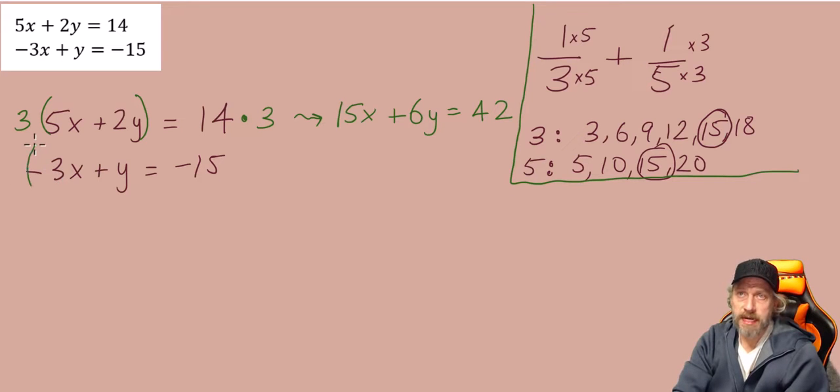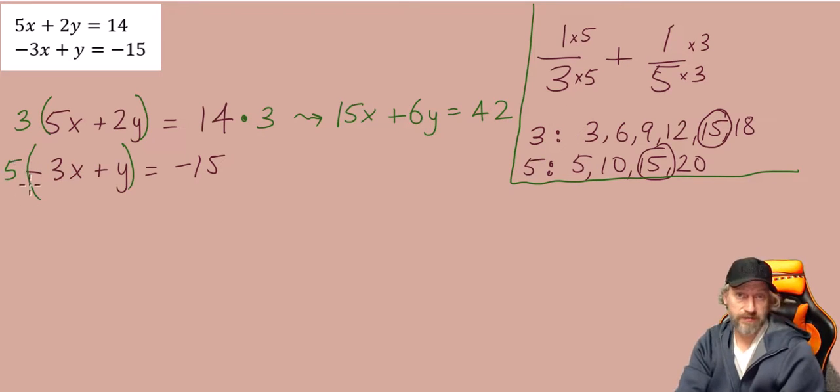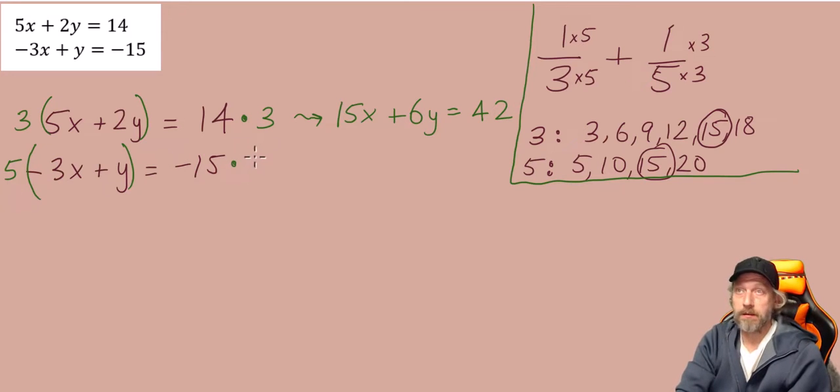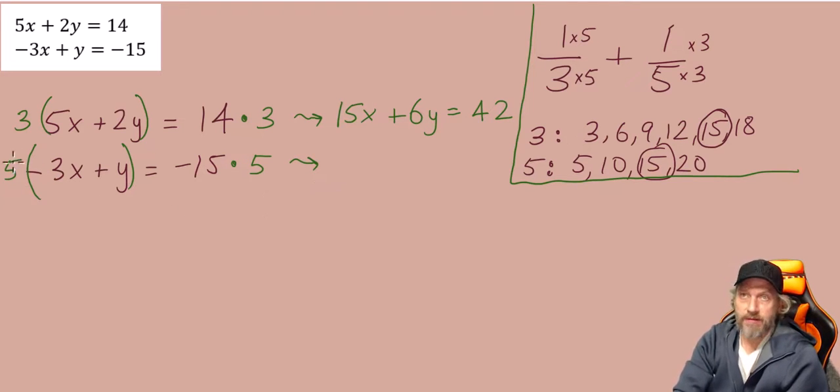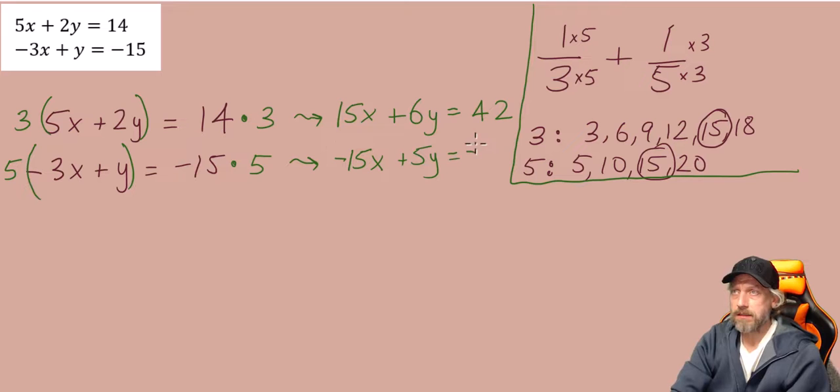Now, for our second equation, which has a coefficient of -3, we need to do that times 5 to get that common multiple of 15. And in fact, the opposite, -15, because that's really what we need for the addition part to do the elimination. So 5 times the two terms on the left side, -15x plus 5y. And on the right side, -15 times 5 is -75.